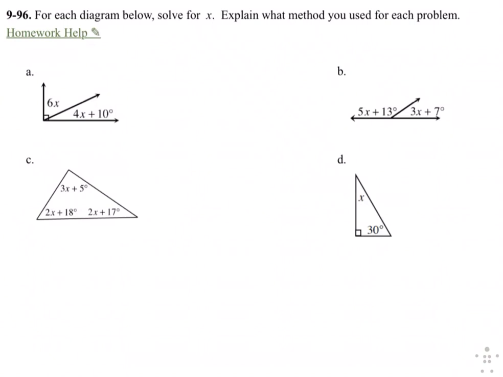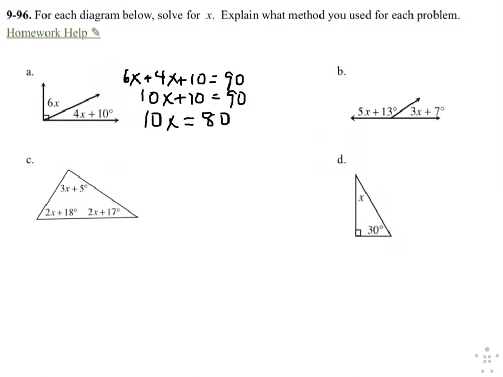Okay, we're solving for x in these. So the first one, A, it's a right angle, so it's 90 degrees. So 6x plus 4x plus 10 has to equal 90, right? So 10x plus 10 equals 90. Subtract 10 from both sides. 10x equals 80. Divide by 10, x equals 8 for A.